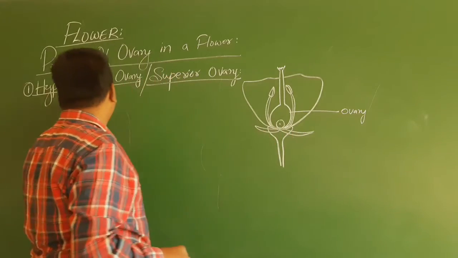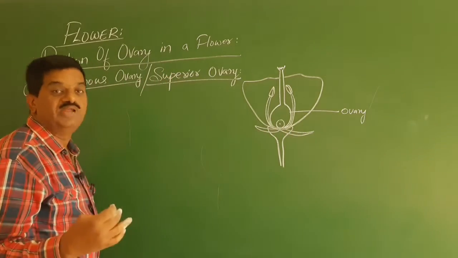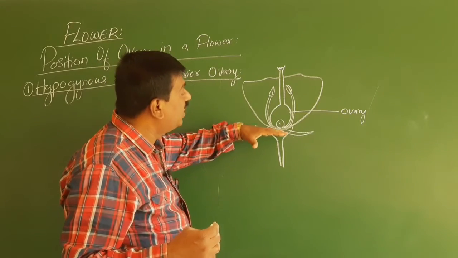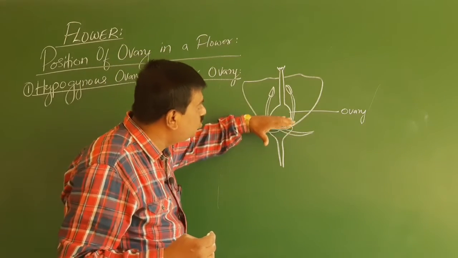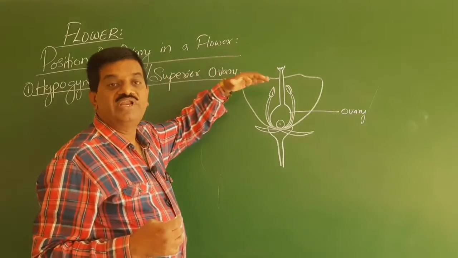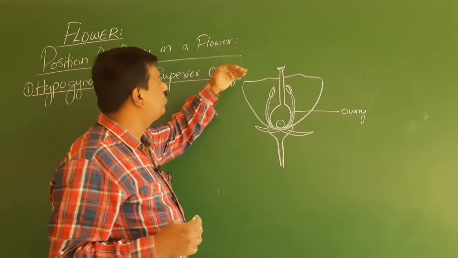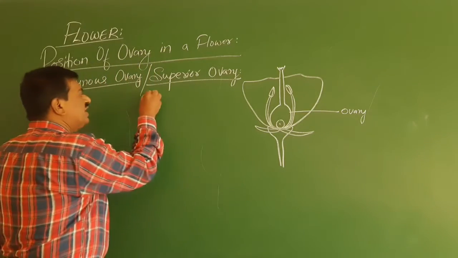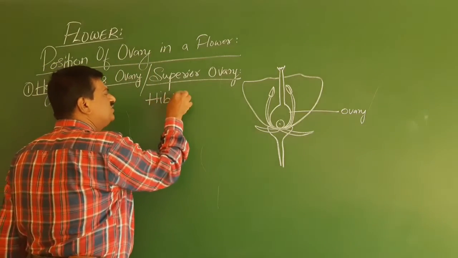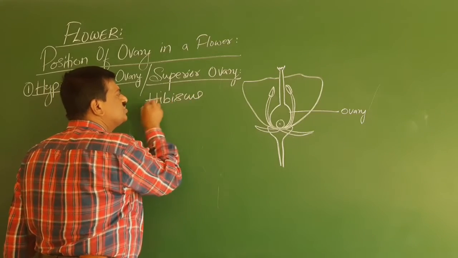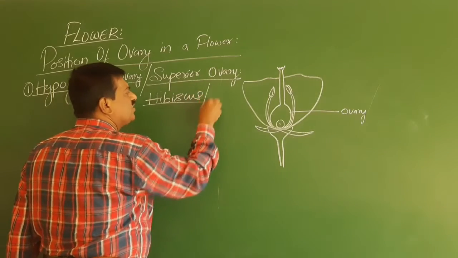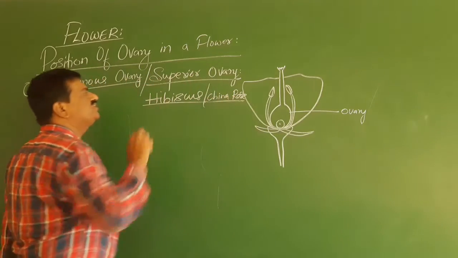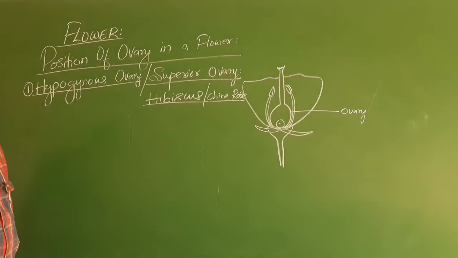Hence it is called hypo. Hypo means below. The meaning of superior is that all the parts are below and the ovary is above. The ovary is superior, the ovary is above, hence it is called superior ovary. This type can be noticed in an example like hibiscus, commonly called China rose. In this, we see a superior ovary.